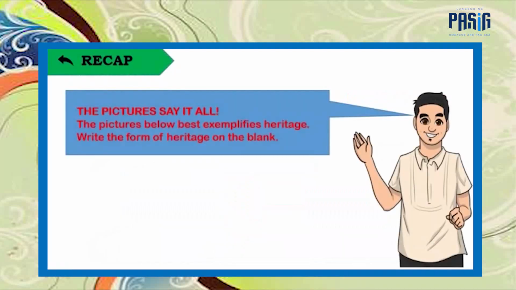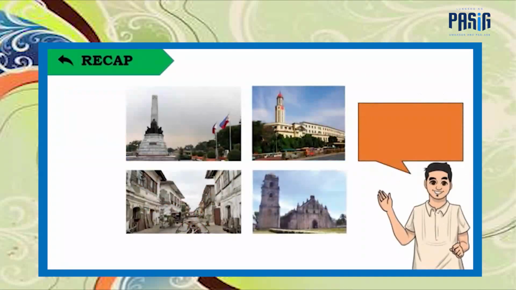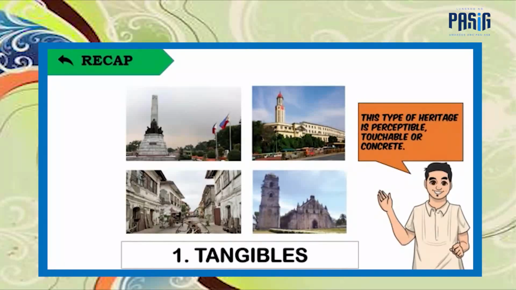The picture says it all. The picture below best exemplifies heritage. Write the form of heritage on the paper provided. You may get a piece of paper to answer it. This type of heritage is perceptible, touchable, or concrete. Do you know what it's called? You are correct. Tangibles.